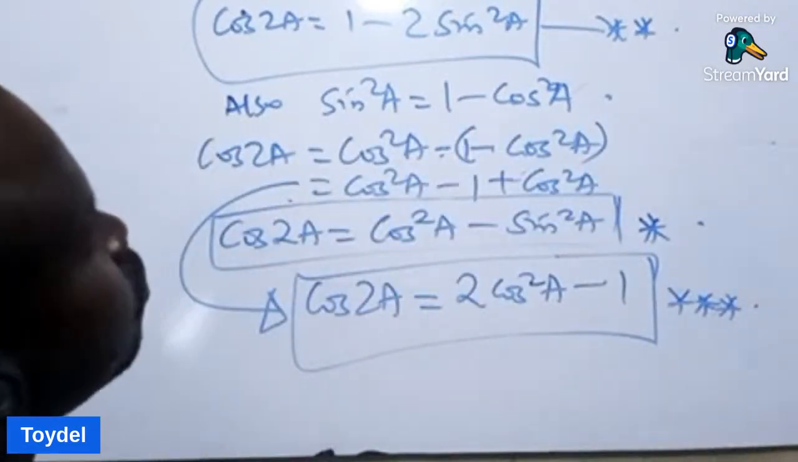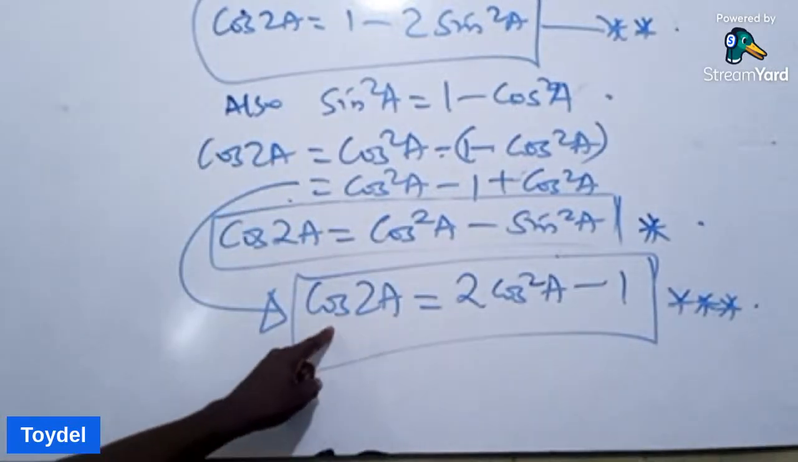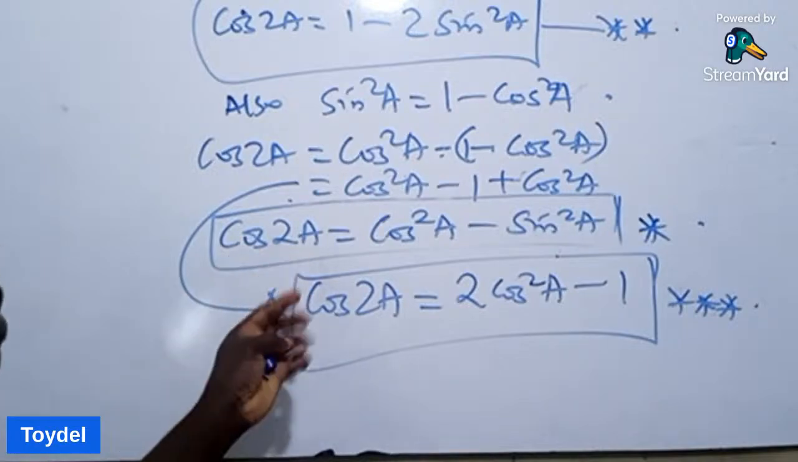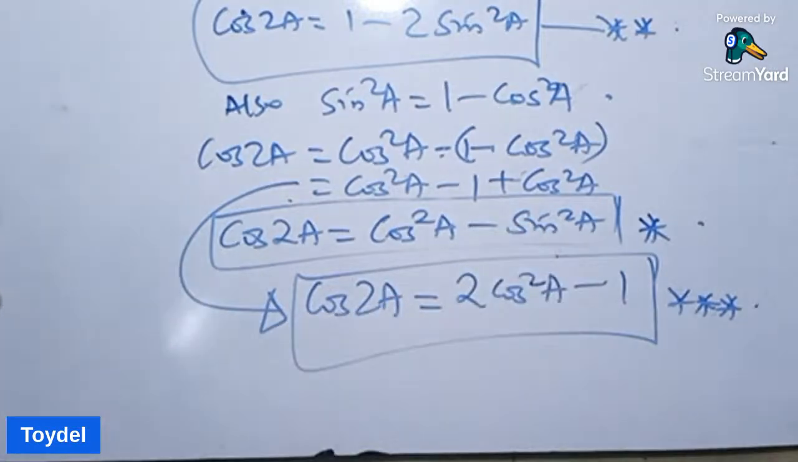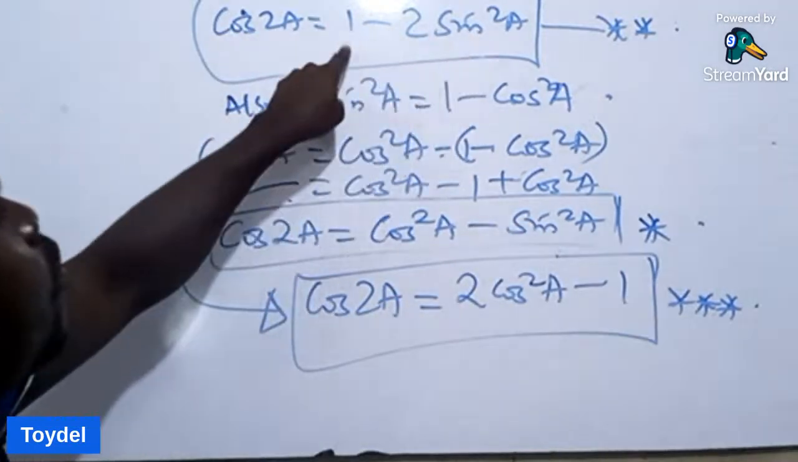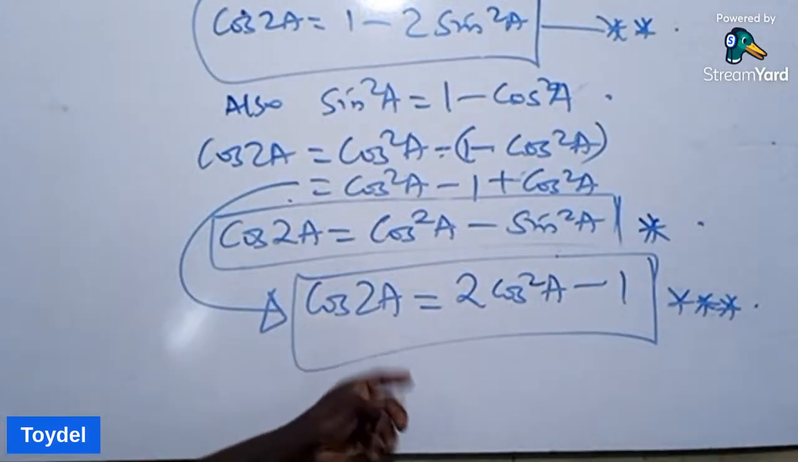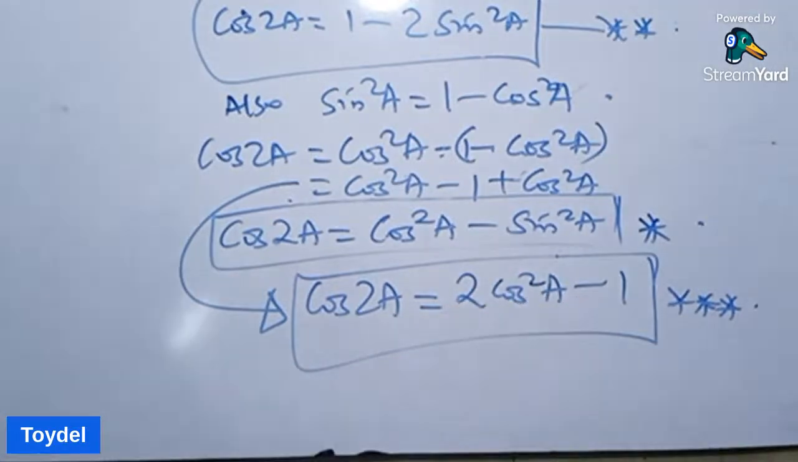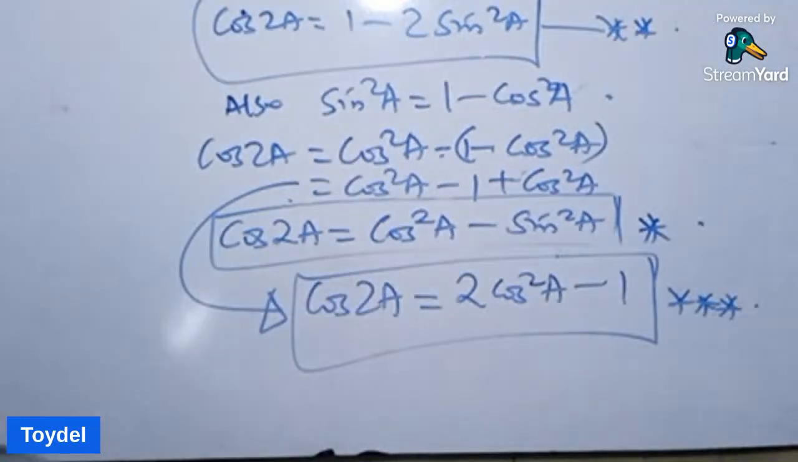When we have sine 2A, it has only one expression. But when we have cos 2A, there are three expressions. If you want to express cos 2A in the form of cos and sine, cos 2A is given as cos square A minus sine square A. If you want to express cos 2A in form of sine alone, then it will be 1 minus 2 sine square A. The third one is that when you want to express cos 2A in form of cosine alone, then it will be 2 cos square A minus 1. So these are the three expressions for cos 2A under the double angle.